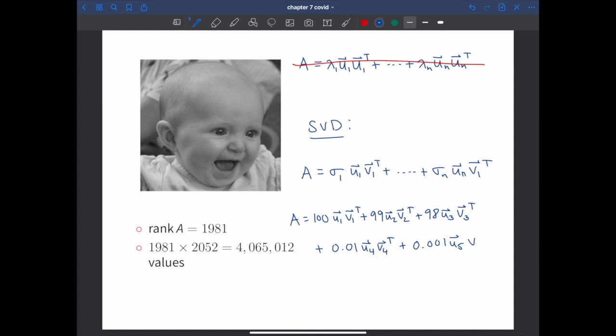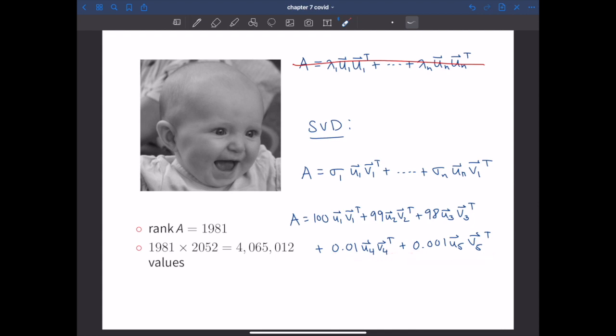Okay. Now, what does this tell us? Well, we're able to basically take our complicated image matrix and break it up into a bunch of simpler pieces. But not all of these simple pieces contribute the same amount to the original matrix. For example, because the singular values here are 100, 99, and 98, each of them contributes a considerable amount to the image. On the other hand, these singular values are all less than 1, so these simple pieces don't really contribute much to the overall matrix.